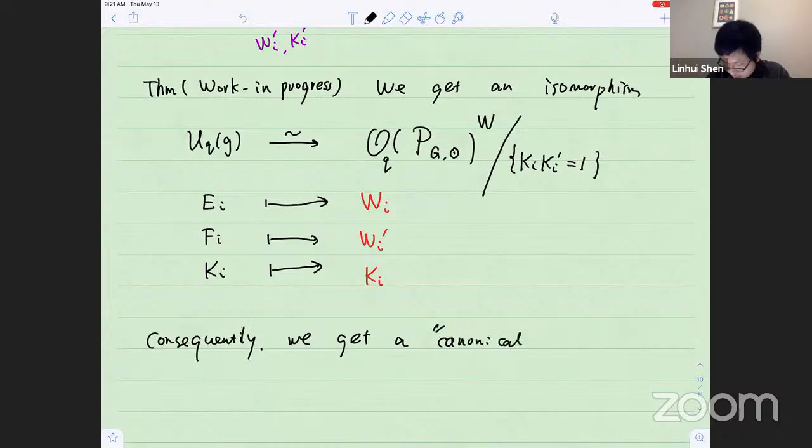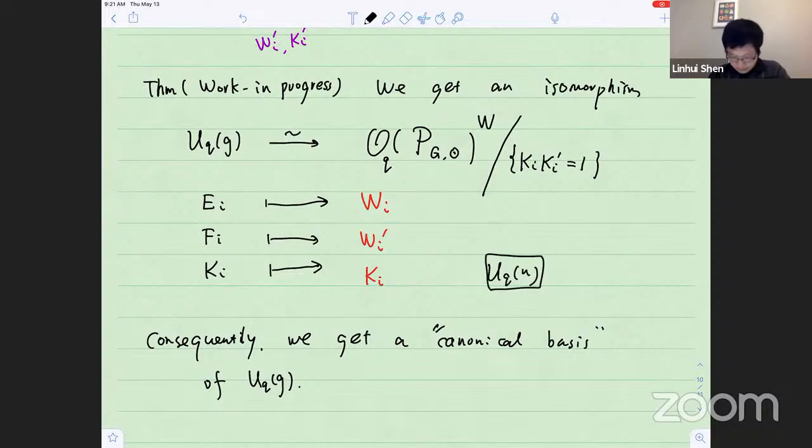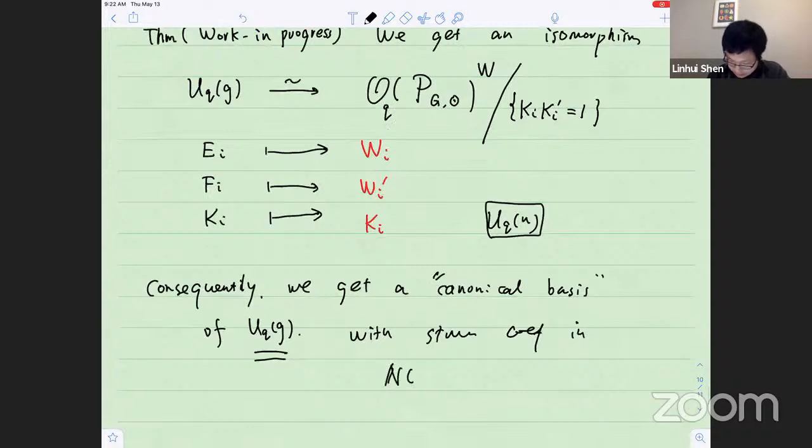I mean, canonical, this is not the same as the canonical basis of Lusztig of this UQG. Probably I should stop here, but just one quick remark: Lusztig considers a canonical basis for UQN, but we can extend this, and UQG also has a canonical basis. And this is compatible with Lusztig's braid group actions and so on. And we can also show that the structure coefficients are in the Laurent polynomial ring with integer coefficients.